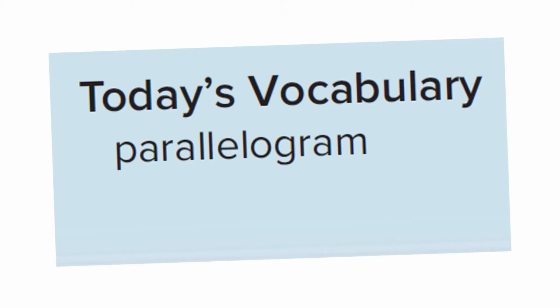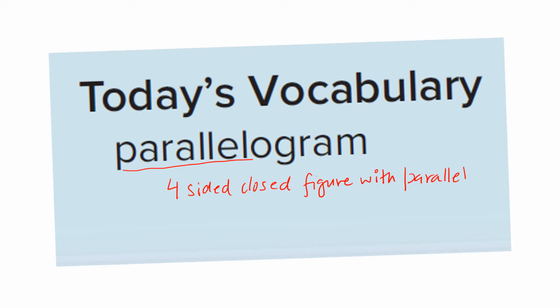A vocabulary word would be parallelogram, and as you see, the word parallelogram comes from the word parallel. That means it's a figure having parallel sides. So a parallelogram is a four-sided closed figure or polygon with parallel sides. So the opposite sides are going to be equal and parallel in a parallelogram.